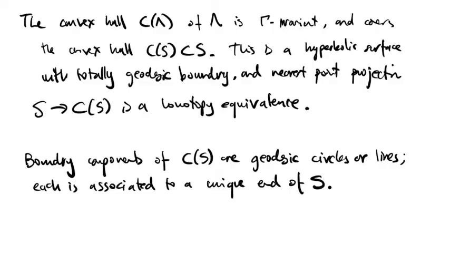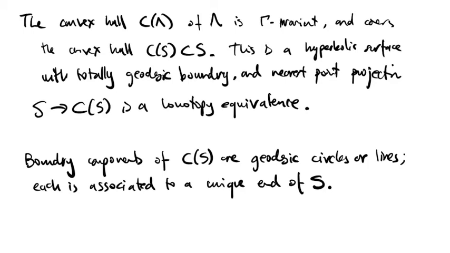Associated to the limit set lambda is its convex hull C of lambda. This is gamma invariant and covers the convex hull C of S inside the surface S. C of S, the convex hull of S, is a hyperbolic surface with totally geodesic boundary, and the nearest point projection from S to C of S is a homotopy equivalence.